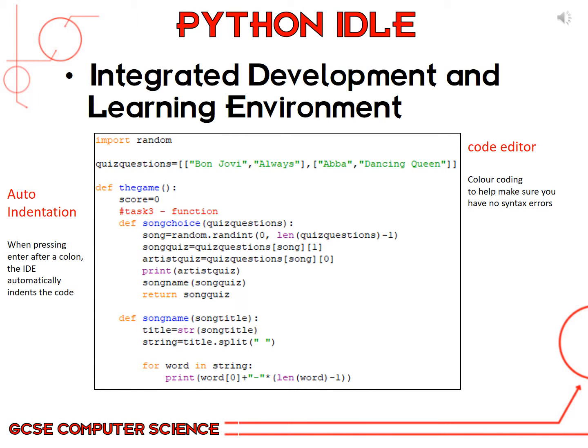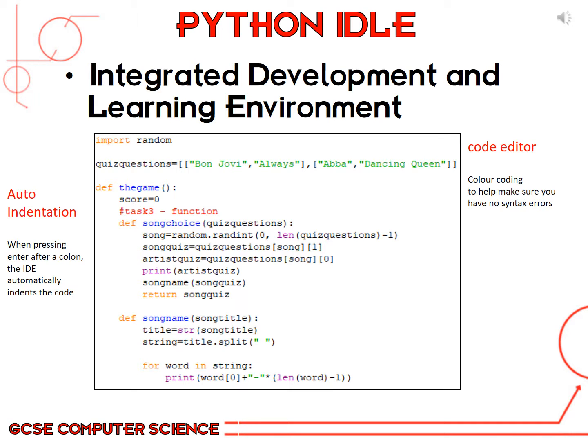An IDE that you will almost certainly be familiar with is the Python IDLE. This stands for Integrated Development and Learning Environment, which is where the L comes from. But Python is basically just using a normal IDE. You can use things like PyCharm, which has loads of extra features, but even the basic Python IDLE has some features that help us.